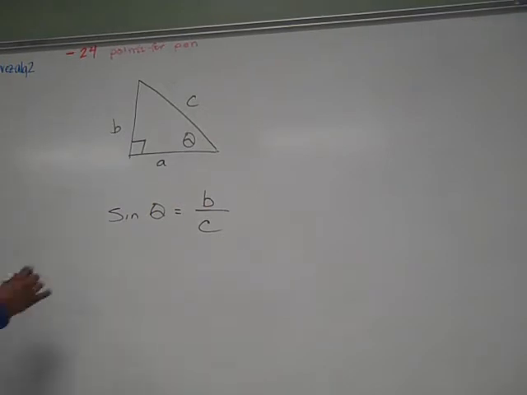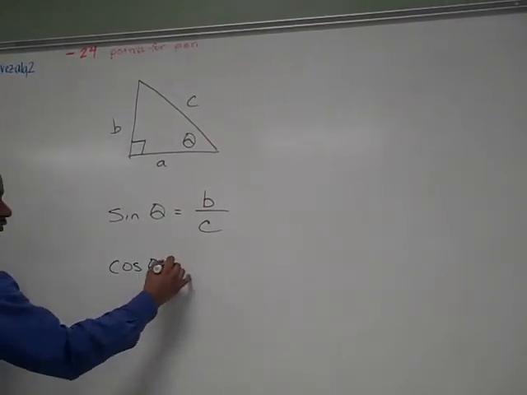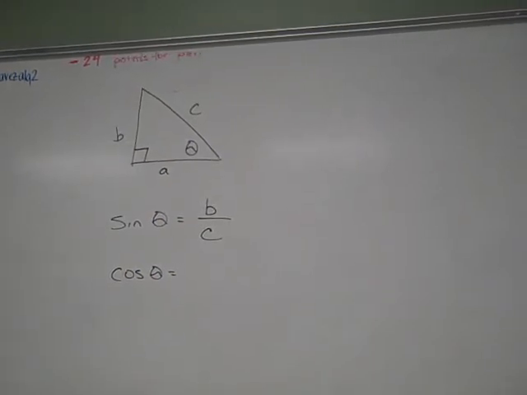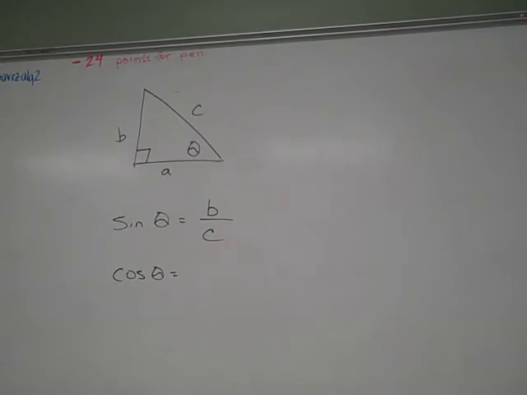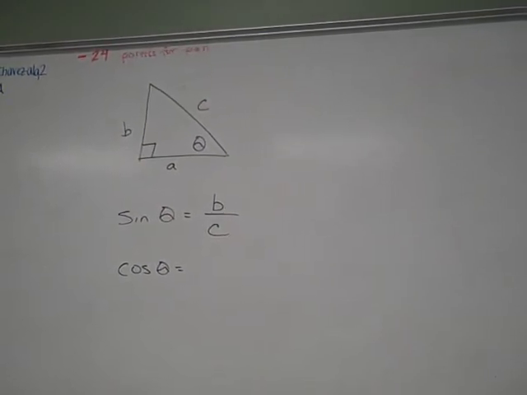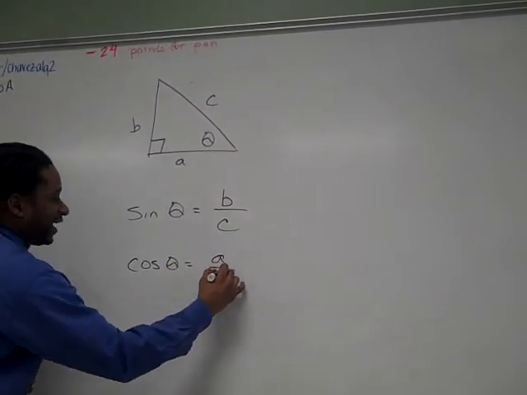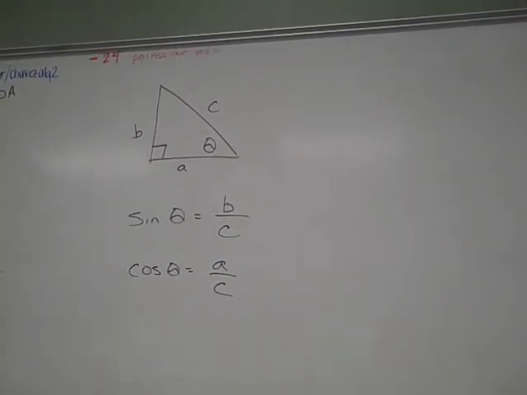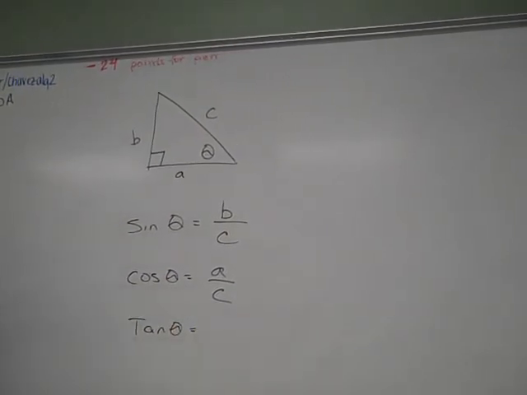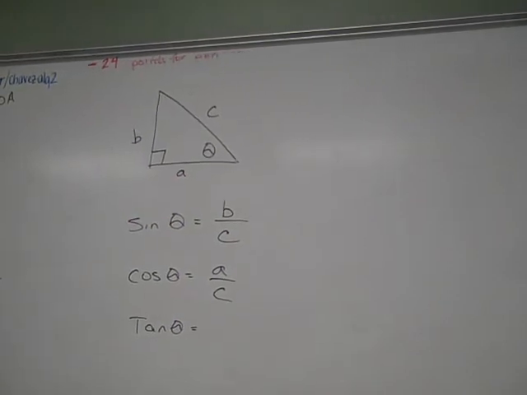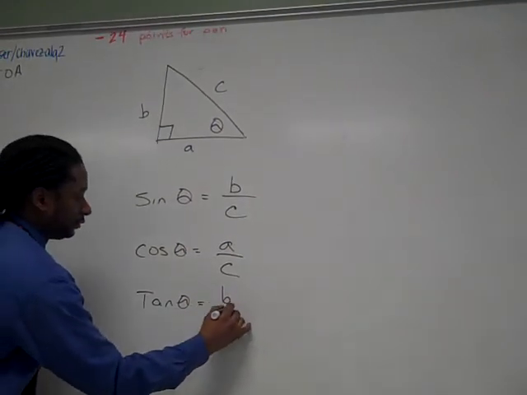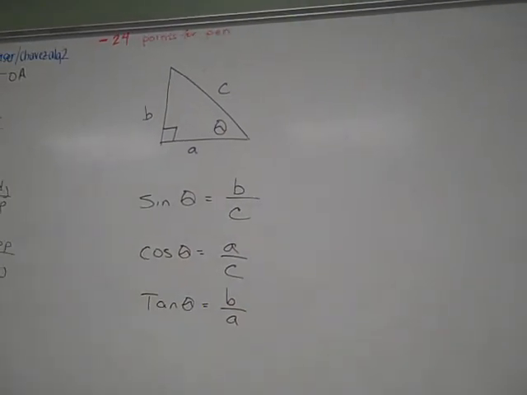Very good. Everybody straight? Please ask a question. No questions. Cosine theta. Somebody raise their hand and give me what that is. Look at this, then look at that. It will be A over B. No, A over C. Very good. A over C. Everybody got that? Straight? Okay. And tan theta, please raise your hand. Okay, lady. It will be B over A. Very good. B over A. Okay. Everybody see that?